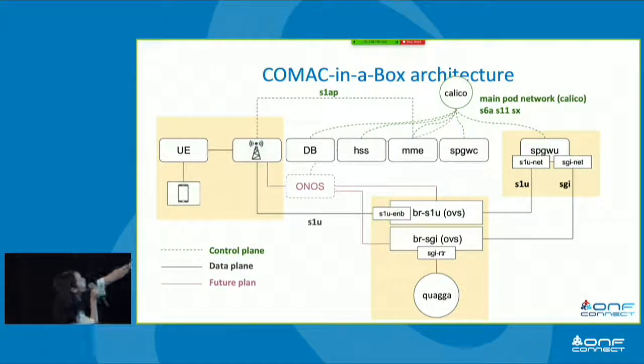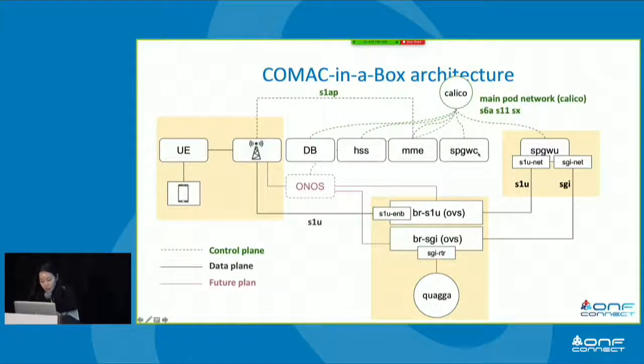So for this RAN side, to emulate eNodeB and UE, I picked the OpenAirInterface L2 simulator and containerized it, and also wrote a Helm chart to deploy it on Kubernetes and integrated it to OMEC. So these UE and eNodeB are all emulated.